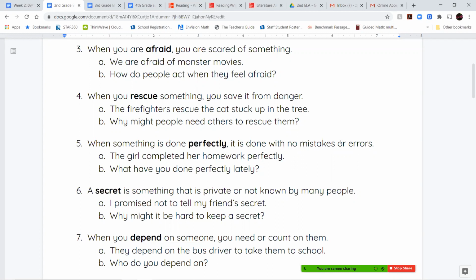Your next word is the word perfectly. When something is done perfectly, it's done with no mistakes or errors. So when you're doing something exactly right, you're doing it perfectly. Your first example sentence says, the girl completed her homework perfectly. That means she did all of it correct. She didn't get any mistakes in there. She didn't write any wrong answers. Or you can ask, what have you done perfectly lately? So maybe you know how to make your bed perfectly, or you know how to put away your toys perfectly. So they're in the exact right spot.